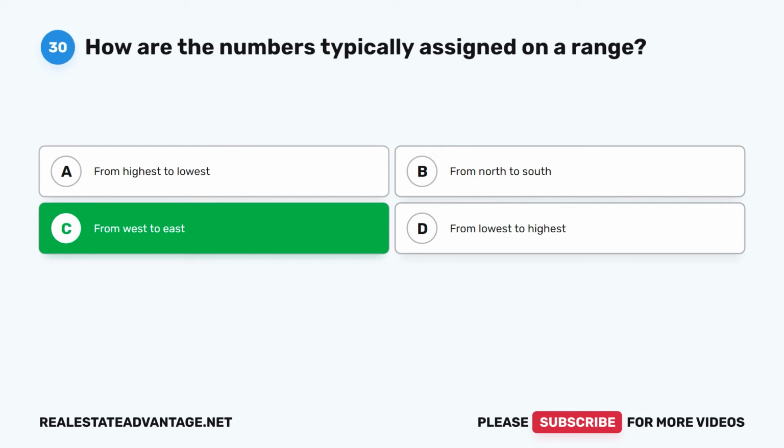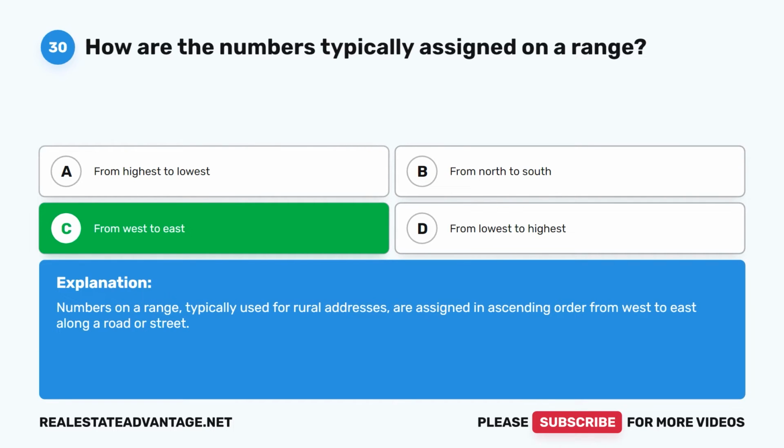From west to east. Numbers on a range, typically used for rural addresses, are assigned in ascending order from west to east along a road or street.